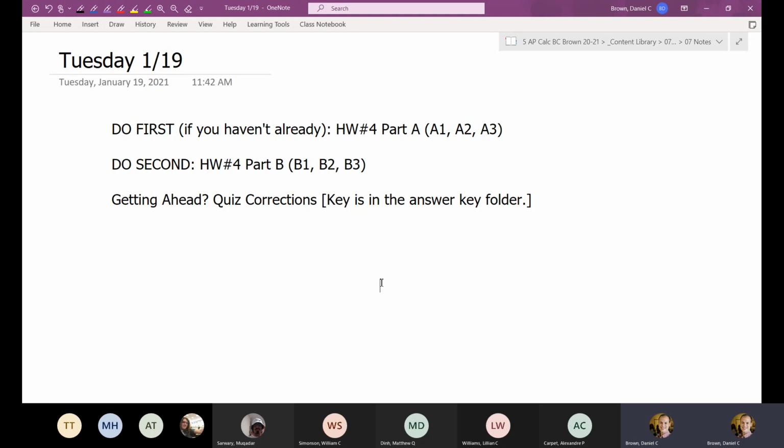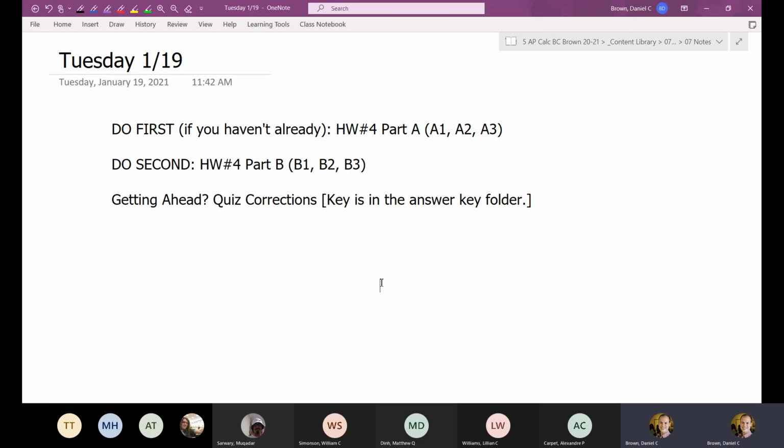Once you finish those, then go ahead and start homework number 4, part B. Those are 3 actual questions from an old AP exam. I tried to use one that gave you a graph, one that gave you a function, and then one that gave you a table. So it represents the 3 types of problems you can encounter. If you want to get ahead, I think that's going to be enough work for now.